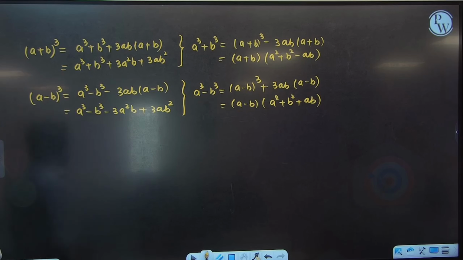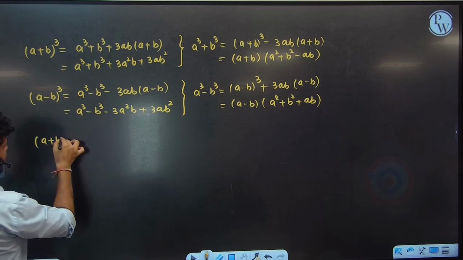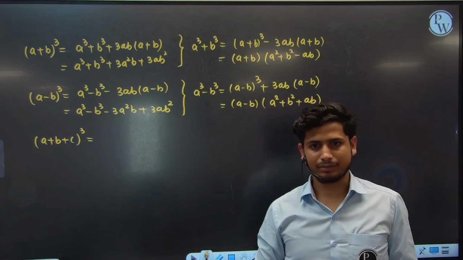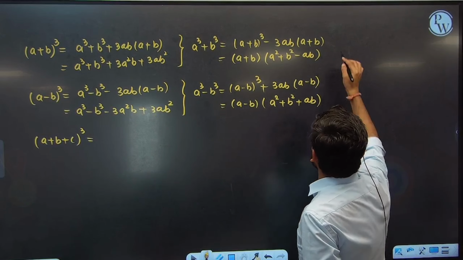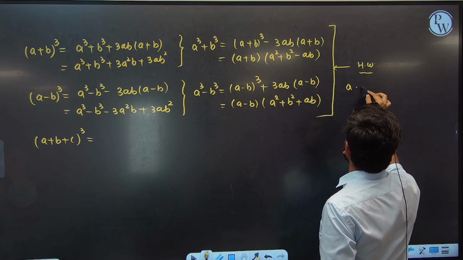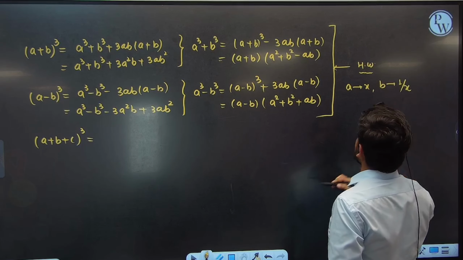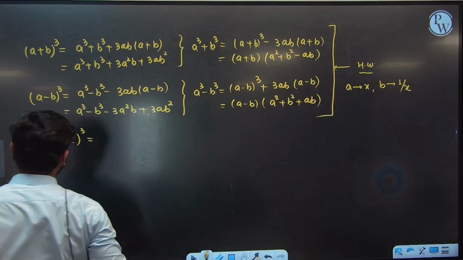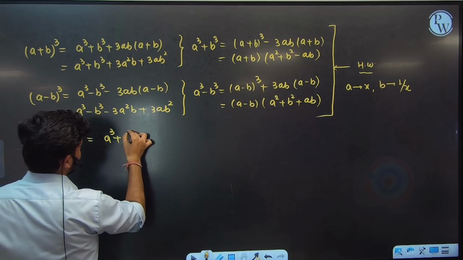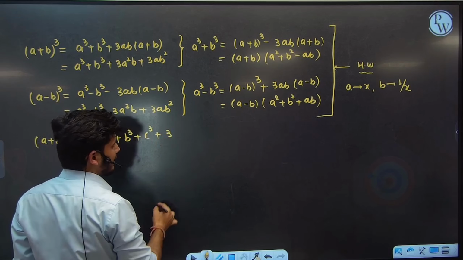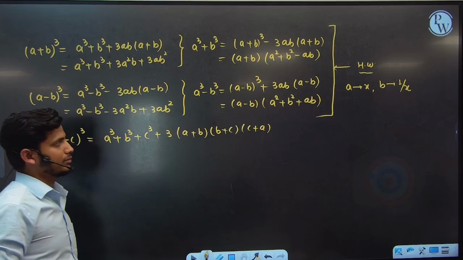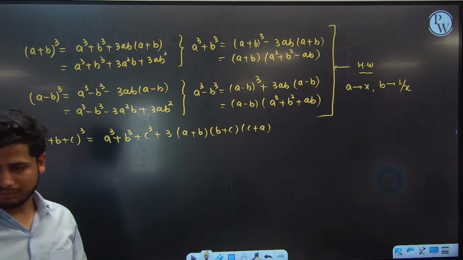Done? Done na? Okay, now tell me a plus b plus c whole cube. For homework, replace a by x and b by 1 by x for both quantities. Okay, for two variables, not three variables. Now a plus b plus c whole cube. So a cube plus b cube plus c cube plus thrice of a plus b, b plus c and c plus a. So this is the formula of a plus b plus c whole cube.